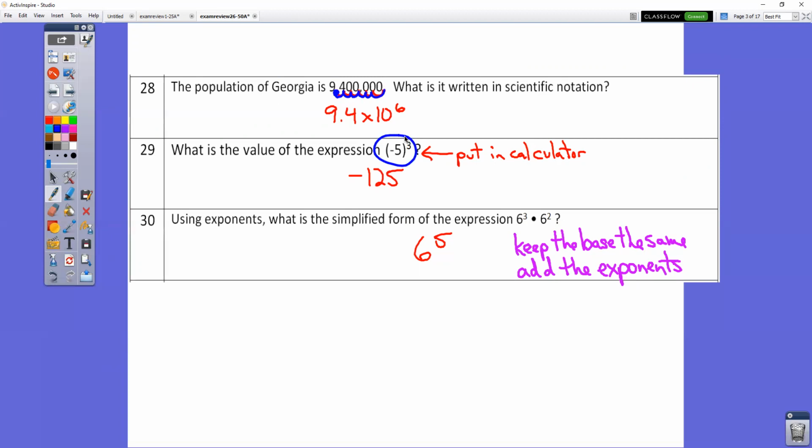In number 30, you have to remember the rule for multiplying with exponents. We have 6 to the third times 6 to the second. You keep the base the same and you add the exponents. So the 6 stays the same. 3 plus 2 is 5.